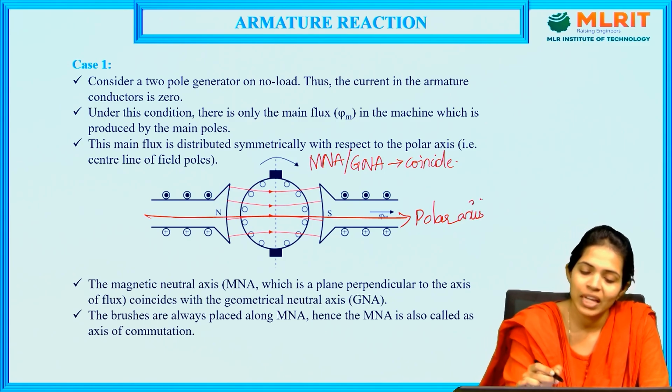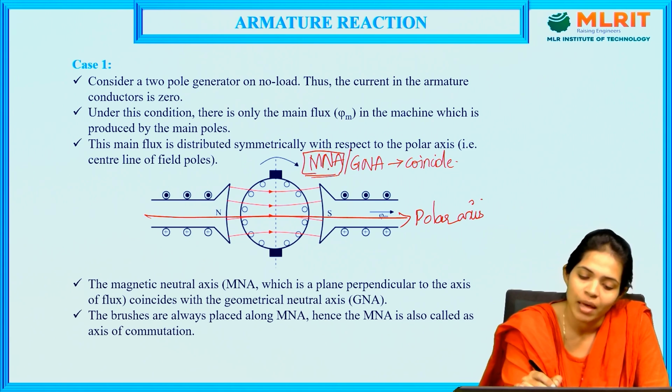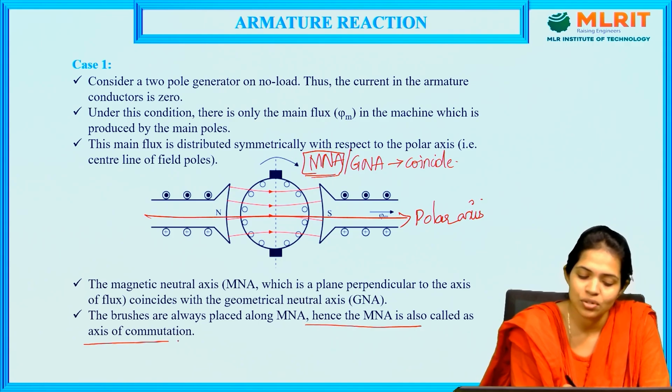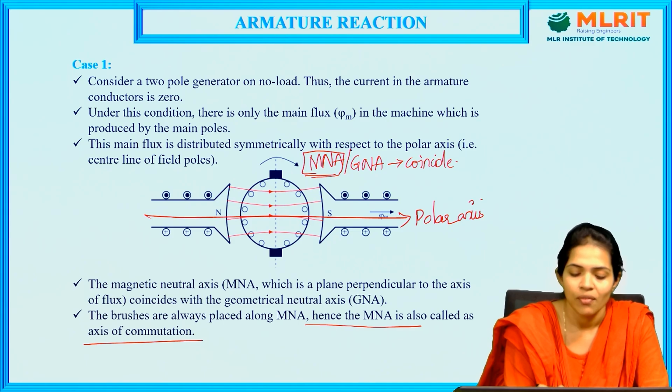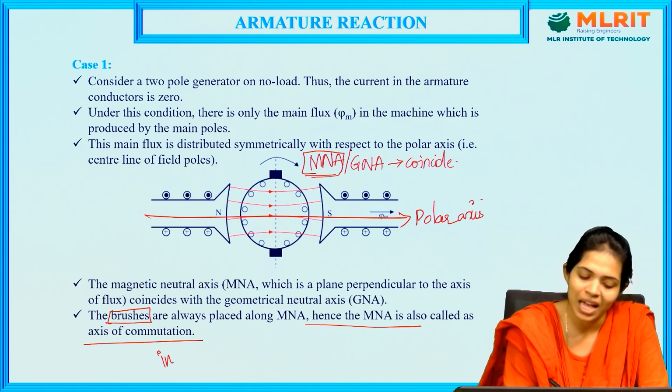The brushes are always placed in the direction of the MNA, so the MNA axis is also called the axis of commutation. Why? Because brushes are the place where the current from the internal circuit is carried away to the external circuit.